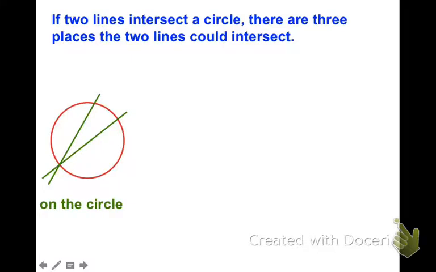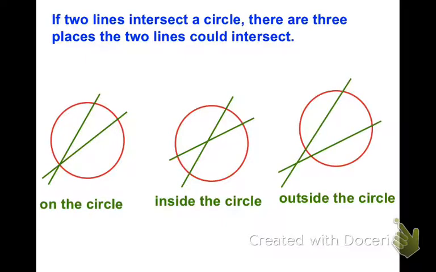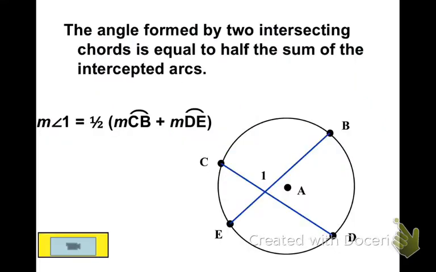So yesterday we talked about inscribed angles, so our lines can intersect on the circle. Today we're going to be looking at examples when the lines intersect inside the circle. They could intersect at the center, but today we're not looking at intersections at the center. And our third example is when they intersect outside of the circle. Here we have chords that intersect inside the circle, and remember they don't intersect at the center in this example.